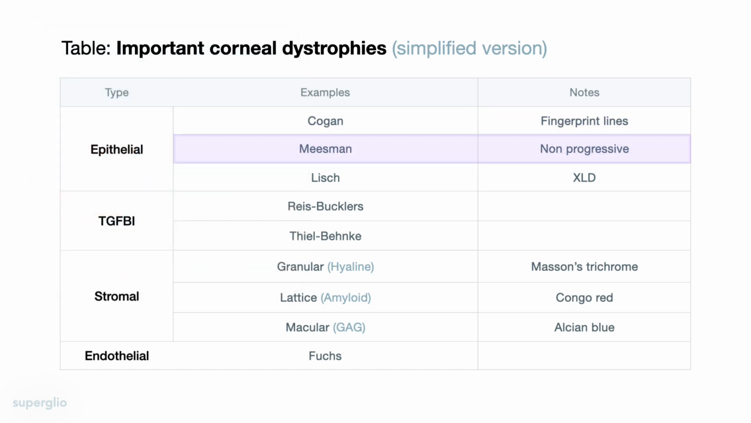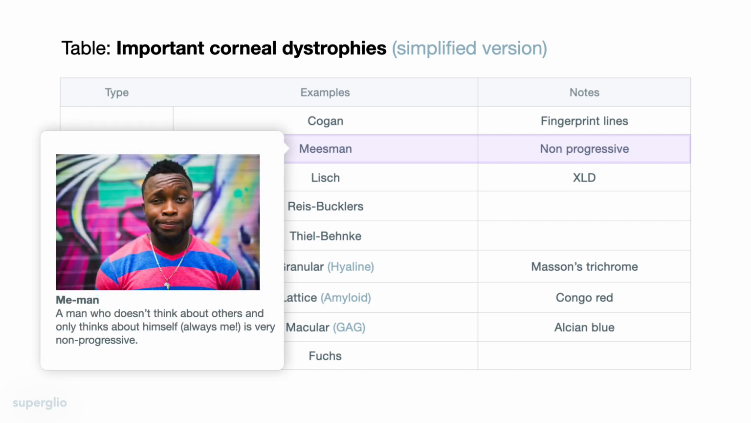The only thing you need to know about Meesman is that it is non-progressive. Remember it as me-man, a man only thinking about himself. Such men are always non-progressive.